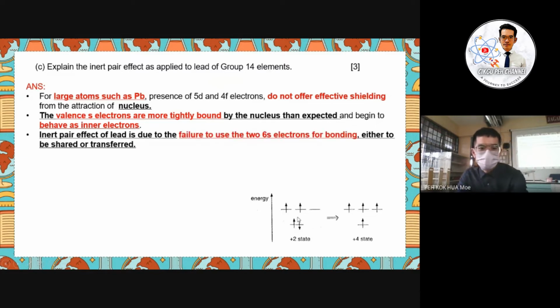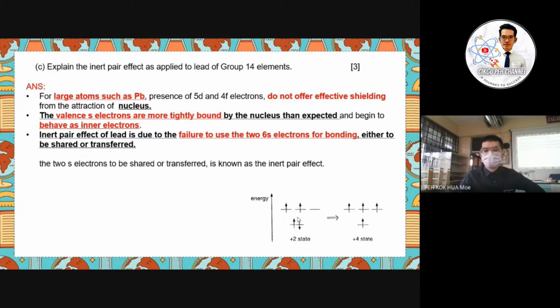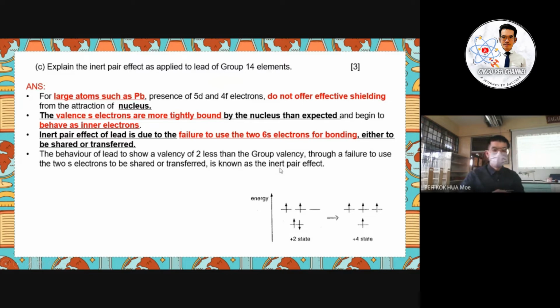The inner pair effect of lead is due to the failure to use the 2 6s electrons for bonding, either to share or transfer. So the behavior of lead showing a valency 2 less than the group valency, through the failure to use the 2 electrons to share or transfer, is known as the inner pair effect. This is the definition, and I know this statement from the notes.